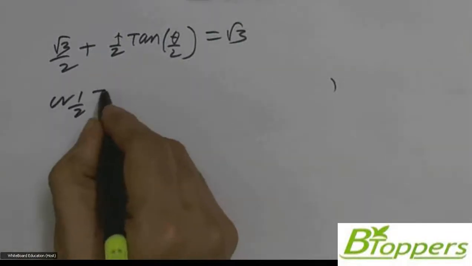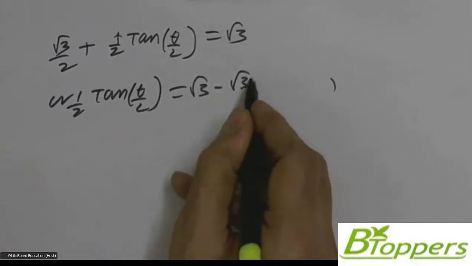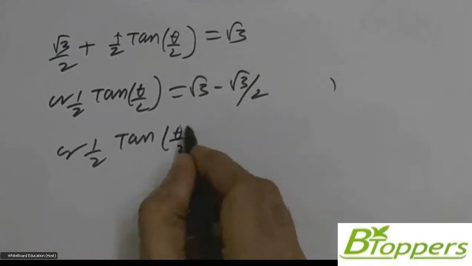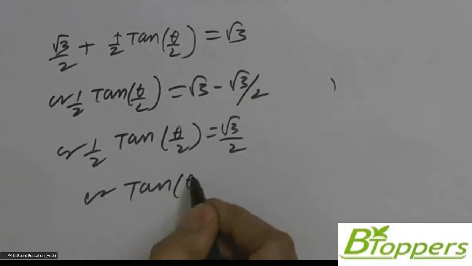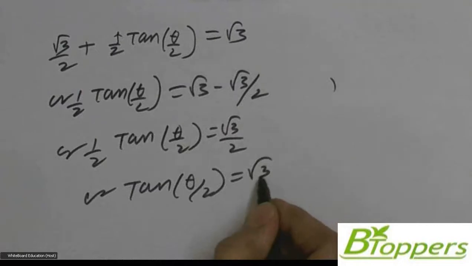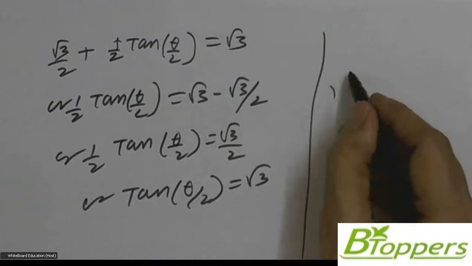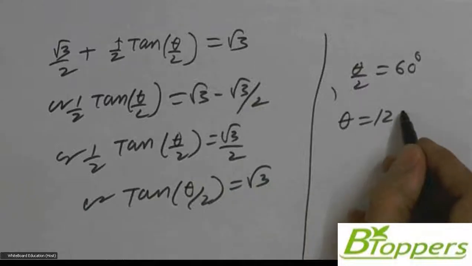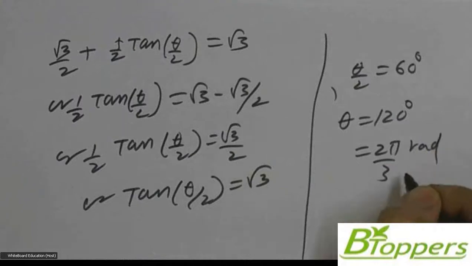You can simplify this further. Half of tan theta by 2 is equal to root 3 minus root 3 by 2. Or half of tan theta by 2 is equal to root 3 by 2. So you get tan theta by 2 equal to root 3. You must be knowing tan 60 degrees is root 3. So theta by 2 you can take 60 degrees. Or theta equal to 120 degrees. If you convert into radian, that will be 2 pi by 3 radian. That's the answer for the problem.